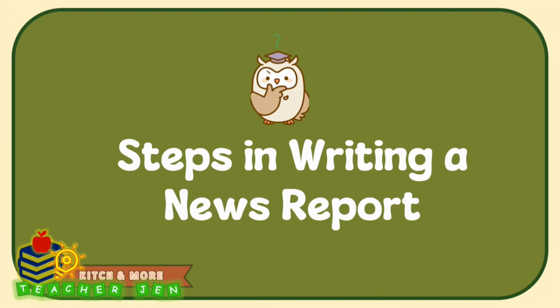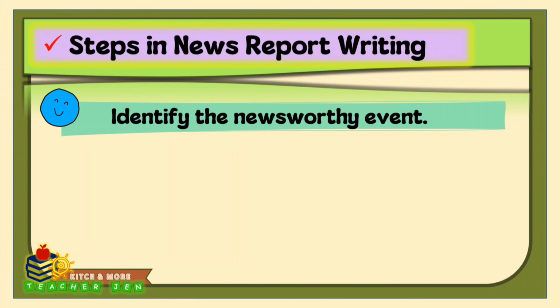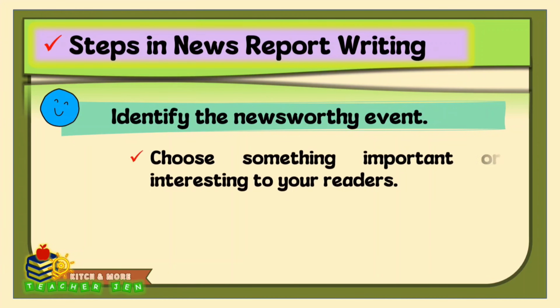Now that we've covered the essential guidelines for writing a headline, let's move on to the next important part of journalistic writing, which is the process of crafting a news report. Before you begin writing a news report, it's essential to identify the core event that will grab the attention of your audience. Choosing the right event is crucial when writing a news report.